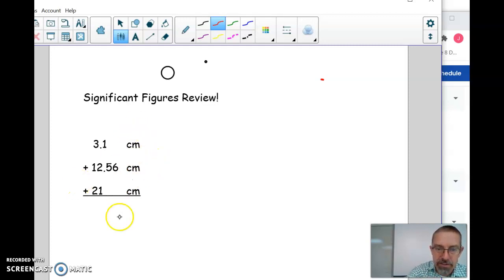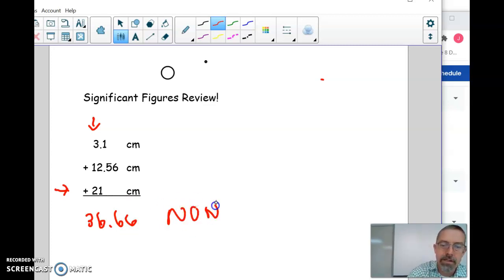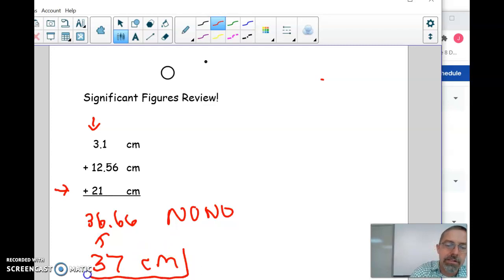When I add up three measurements here, my least significant one is this one right here. That one I only know to the ones place. So even when I add this up, I'm going to find out that I get 36.66. I can't call it that. That's a big no-no, because I only know this to the ones digit. So I have to round to the ones digit. 36.66 is going to round up. This is going to be 37. And do not forget, I need units. That's 37 centimeters. This is the right answer.